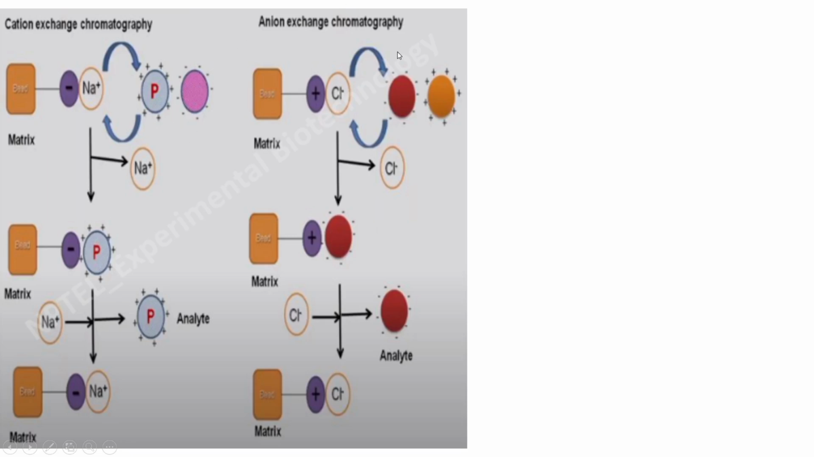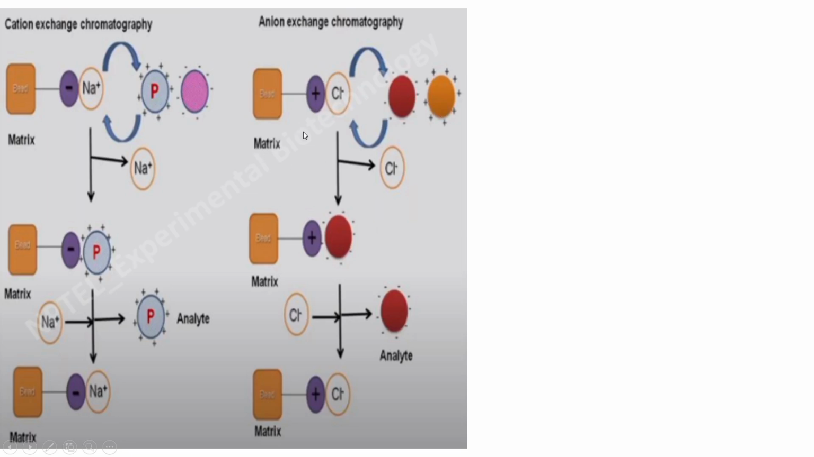Okay, same concept goes for anion exchange chromatography. The only difference is the matrix is now positively charged. Since the matrix has a positive charge, chloride ions are competing here. In cation exchange, the negatively charged matrix had an affinity towards positively charged sodium ions, and the competition was between the positively charged protein and the sodium ions. In anion exchange chromatography, we will have the chloride ions competing with the negatively charged proteins.